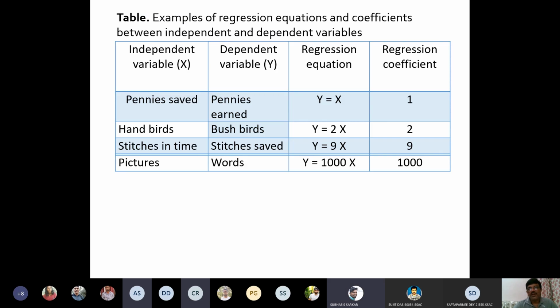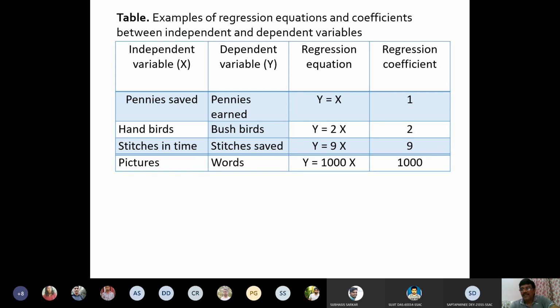Thank you. Continue. Now you see in this table, on the left side you have the independent variable, which in this case is represented by words and stitch in time, pictures, pennies earned, bush.